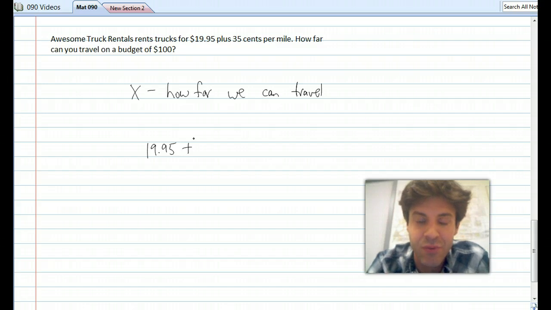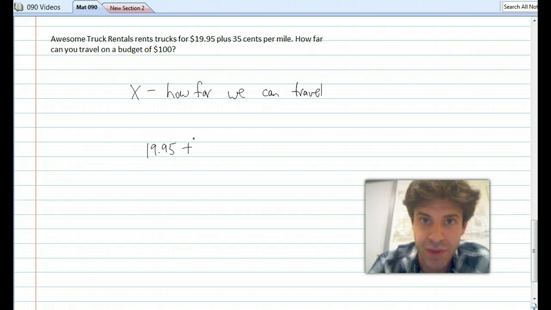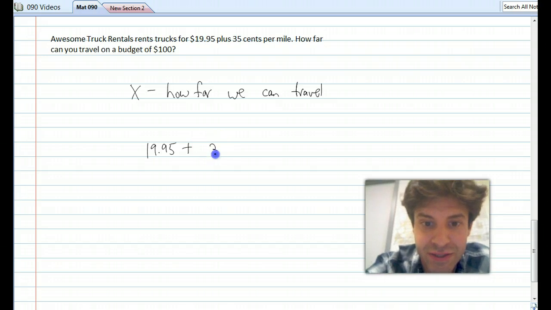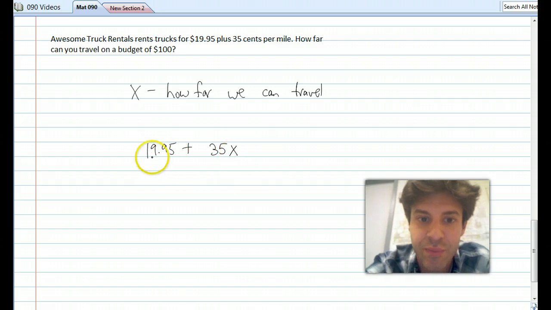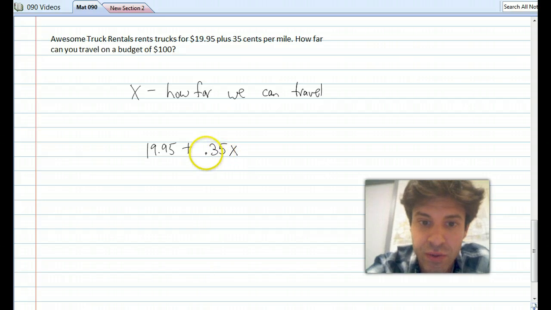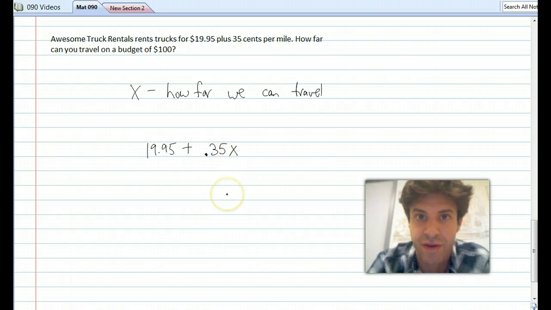So what we're really doing there is we're taking the 35 cents and we're multiplying it by the number of miles that we travel. So our additional cost because of our mileage is going to be 35 cents times x. Now here 19 represents dollars. Here 35 represents cents. So what we have to do is put a decimal place right there. And now 0.35 represents 35 cents.